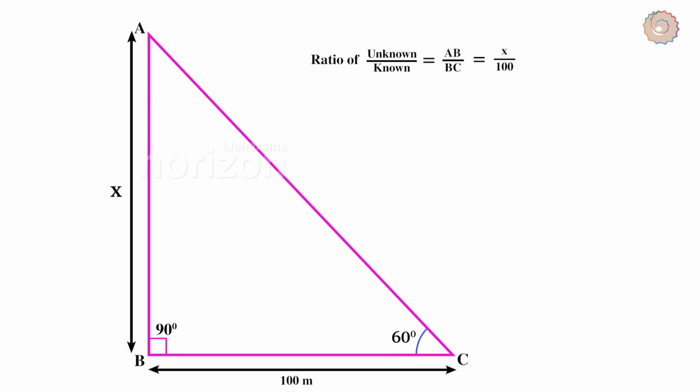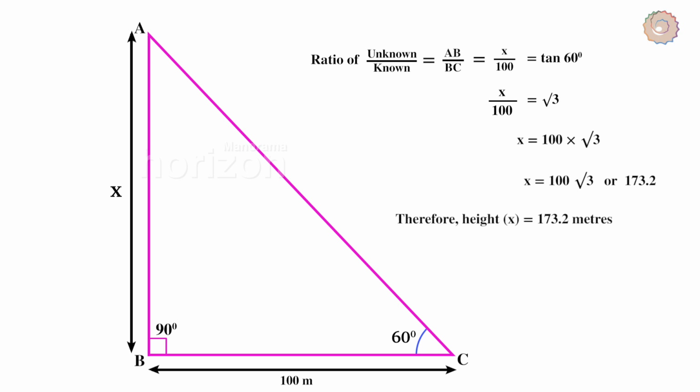From the trigonometric ratios, we know that opposite by adjacent gives us tan theta. Therefore, we mark AB by BC as tan theta. Also, the value of theta here is 60 degrees with respect to the question. Therefore, x divided by 100 is equal to tan 60 degrees. We write the value of tan 60, that is root 3. Rearranging to find x, we get x is equal to 100 multiplied by root 3, which is equal to 100 root 3 or 173.2. Therefore, the height of the building x is equal to 173.2 meters.